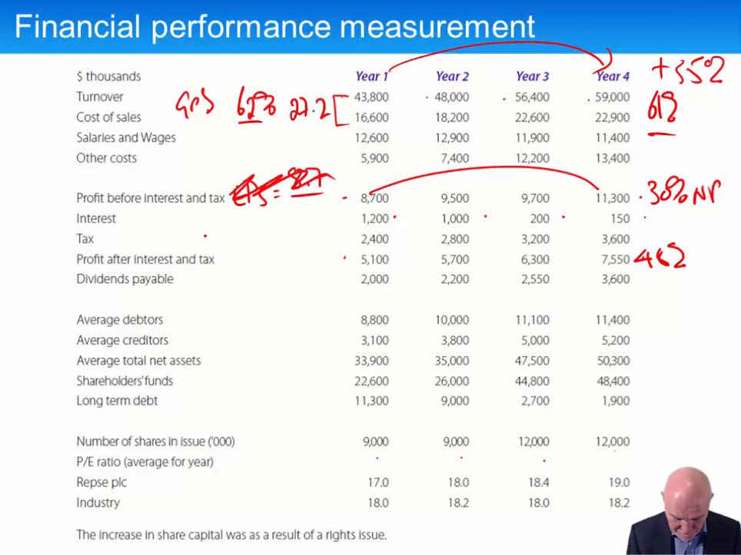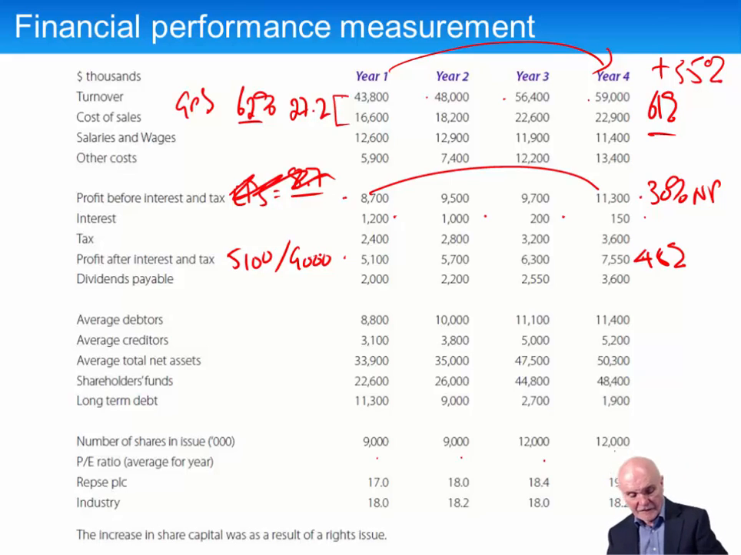The big one, we can work out the earnings per share down here, of course. It's profits after the interest and tax. It's 5,100 over 9,000. So 5,100 divided by 9,000 is going to be 0.57.